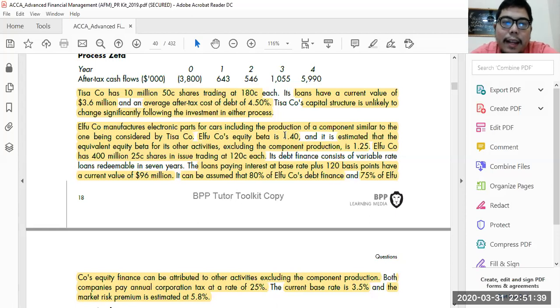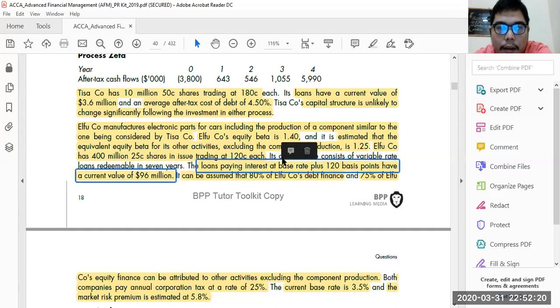It is estimated that the equivalent equity beta for other activity, excluding component production, is 1.25. So in this case, the equity beta of other activities besides component production is 1.25. Take note of that. Elfuco has 400 million shares in issue trading at 120 cents each. So meaning that in this case, the current value of shares is 400 million times 120 cents, which is $1.2 per share.